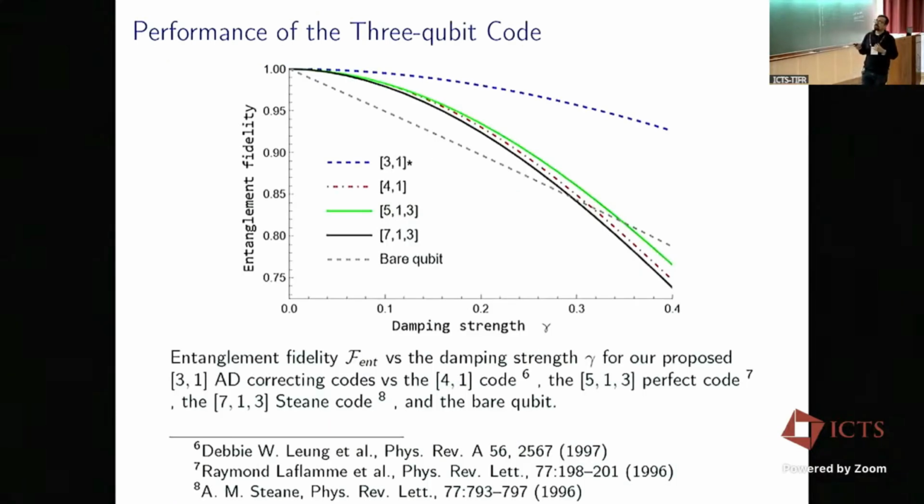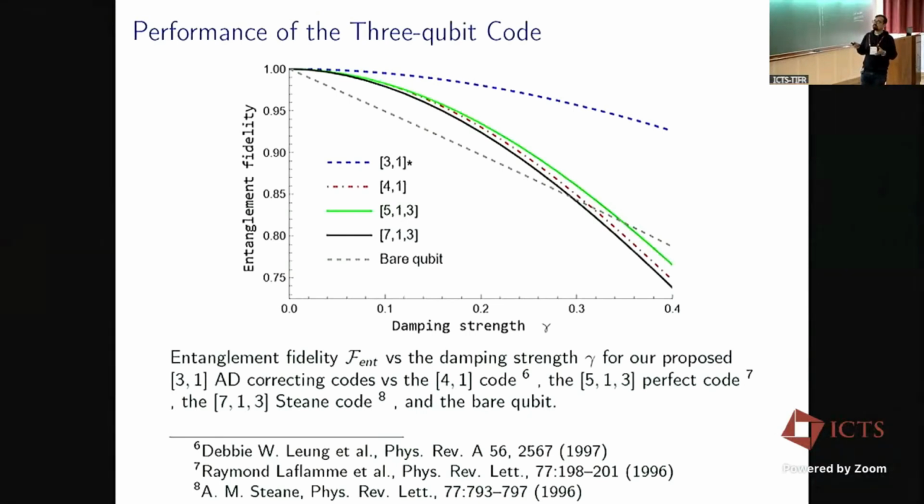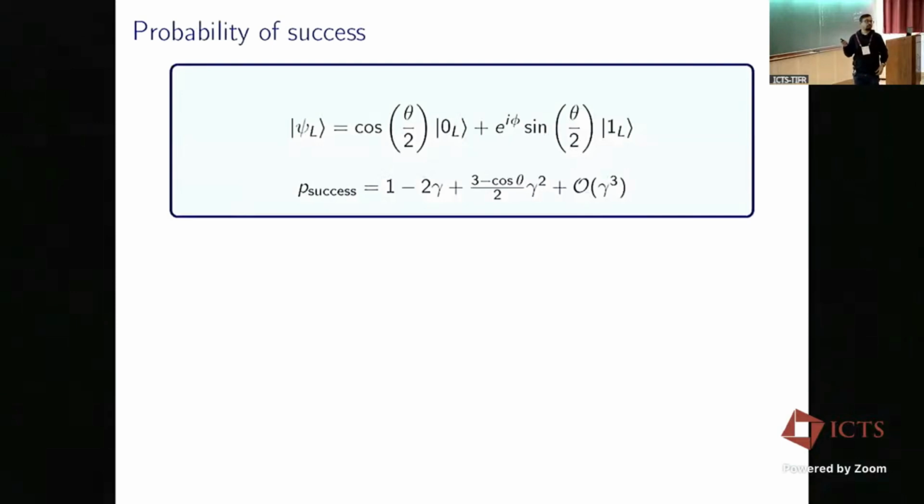So if you compare the performance of the 3 qubit code with the existing codes in the literature, we see that the 3 qubit code outperforms all these codes, like this 4-1 long code, the 5-1-3 perfect code, or the 7-1-3 Steane code. But given that you are paying in terms of probability, your recovery is not deterministic, but you are gaining a lot in terms of fidelity.